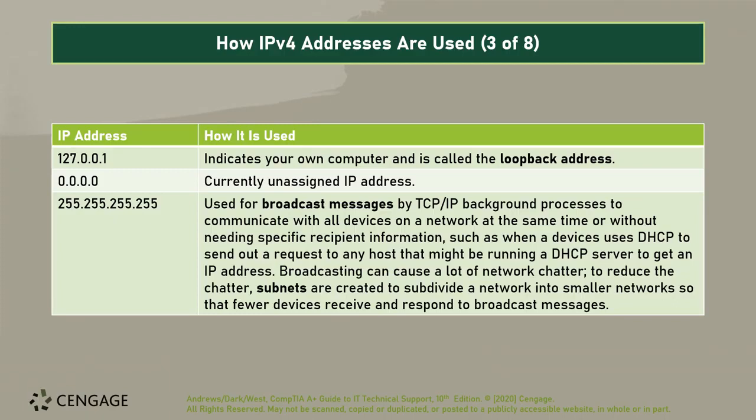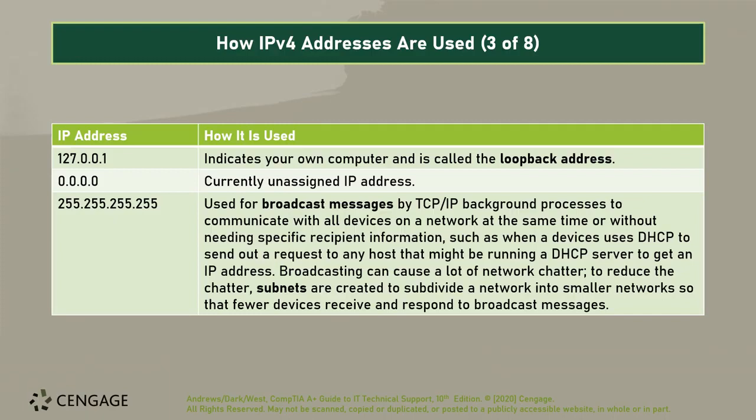4 zeros indicates a currently unassigned IP address. So if you see all zeros for an address that you're working with, obviously DHCP has not kicked in, and the manual assignment is not working either. All ones would generate a 255.255.255.255 address. This is used for broadcast messages by background processes to communicate with all devices on a network at the same time without needing specific recipient information. An example of this is when a device would use DHCP to send out a request to any host that might be running a DHCP server to get an IP address, DHCP solicitation, if you will.